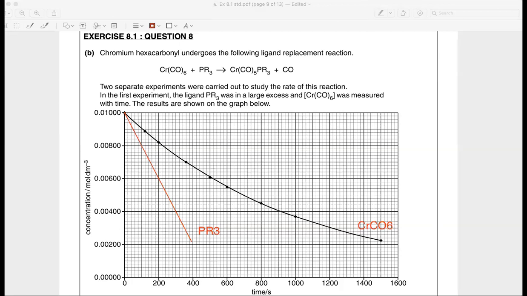Okay, so PR3 is out of the way. Can we move on? Are you still writing?